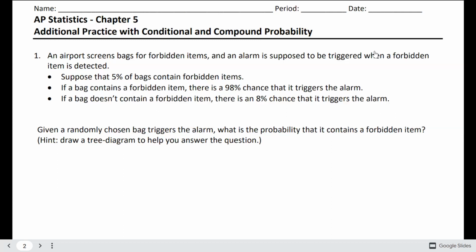All right, so now I want to calculate all 4 of these probabilities. Somebody packed something forbidden and it set off the alarm. How do I calculate the probability that they had something forbidden and it set off the alarm? Multiply. So we're going to multiply 0.05 with 0.98. We're going to do that for all 4 of these. So grab your calculator so that you can do that.